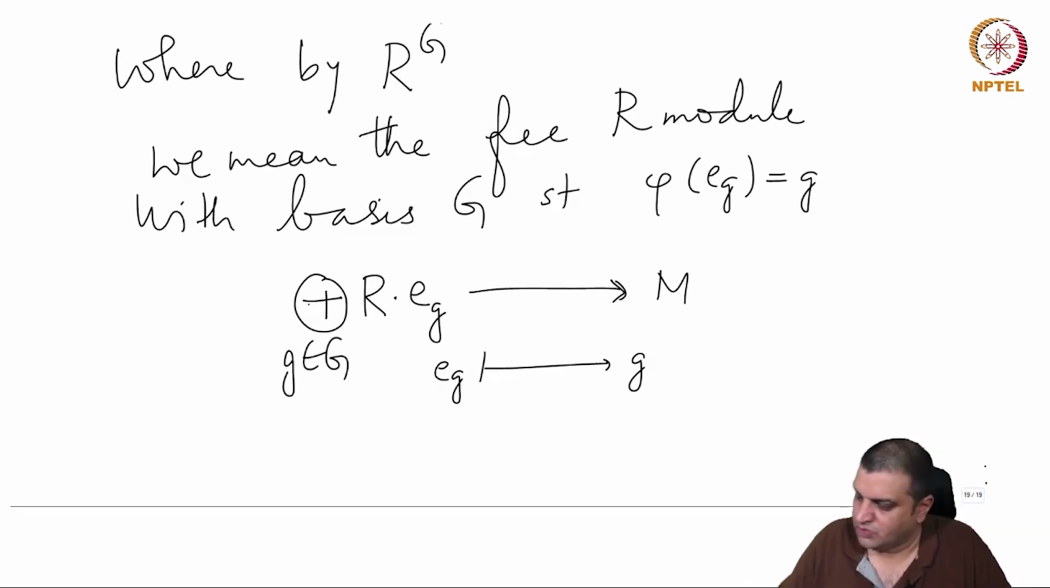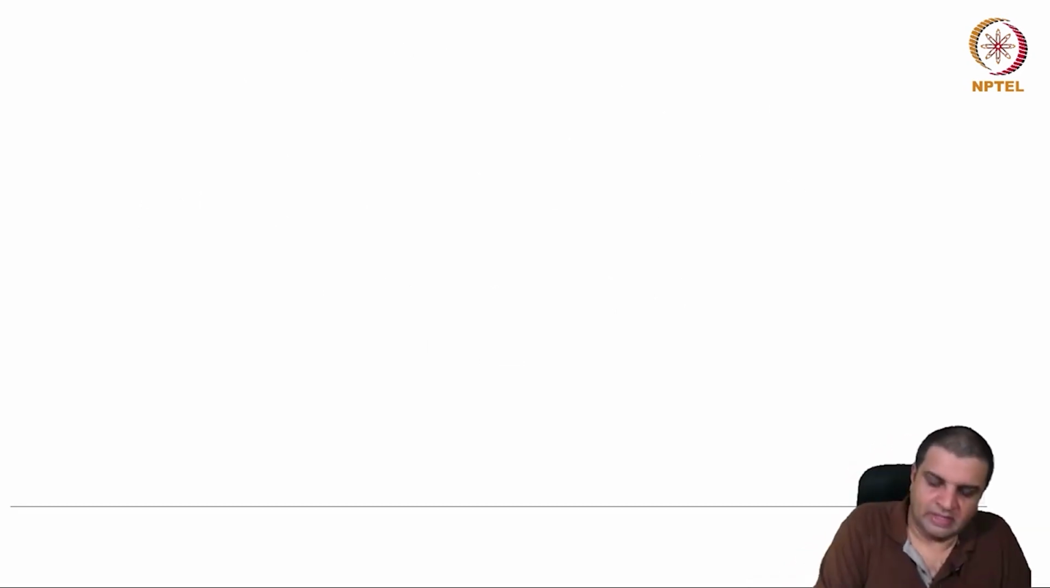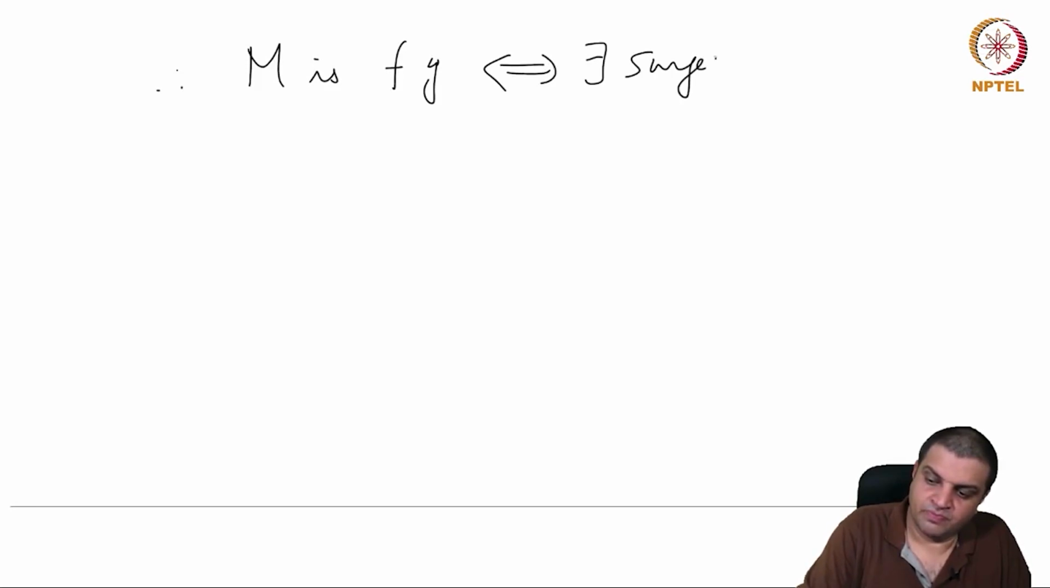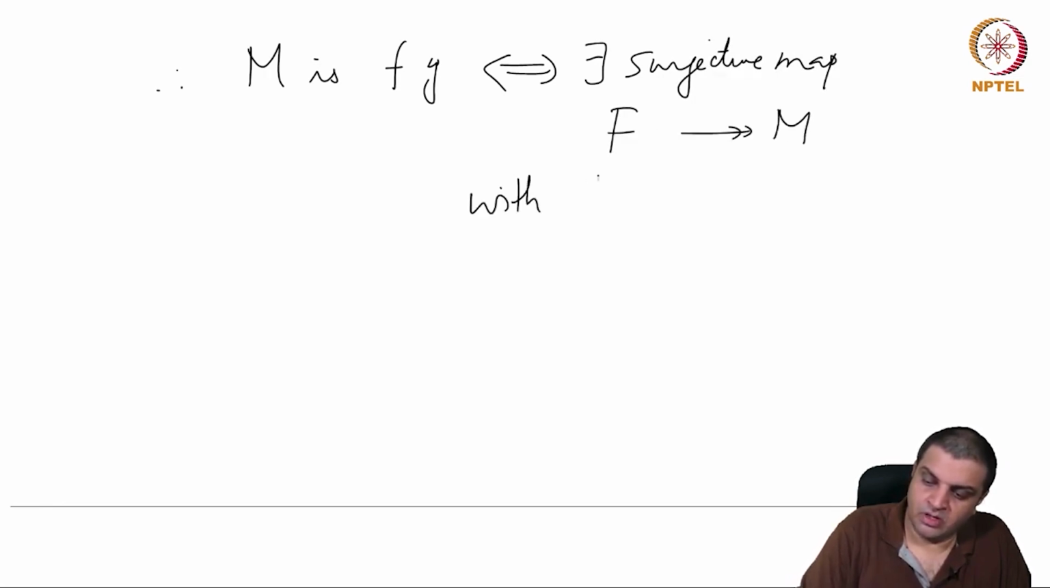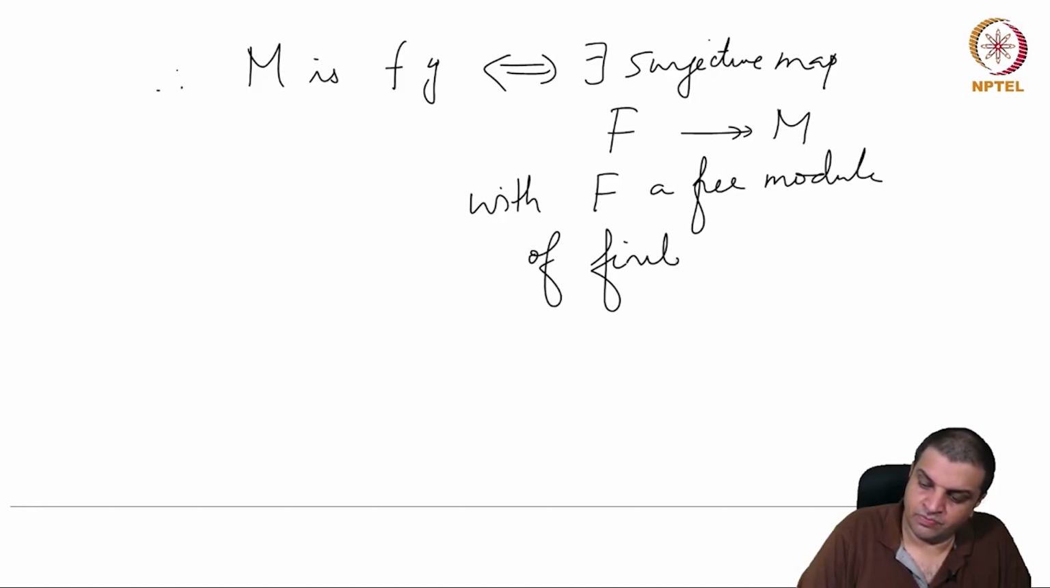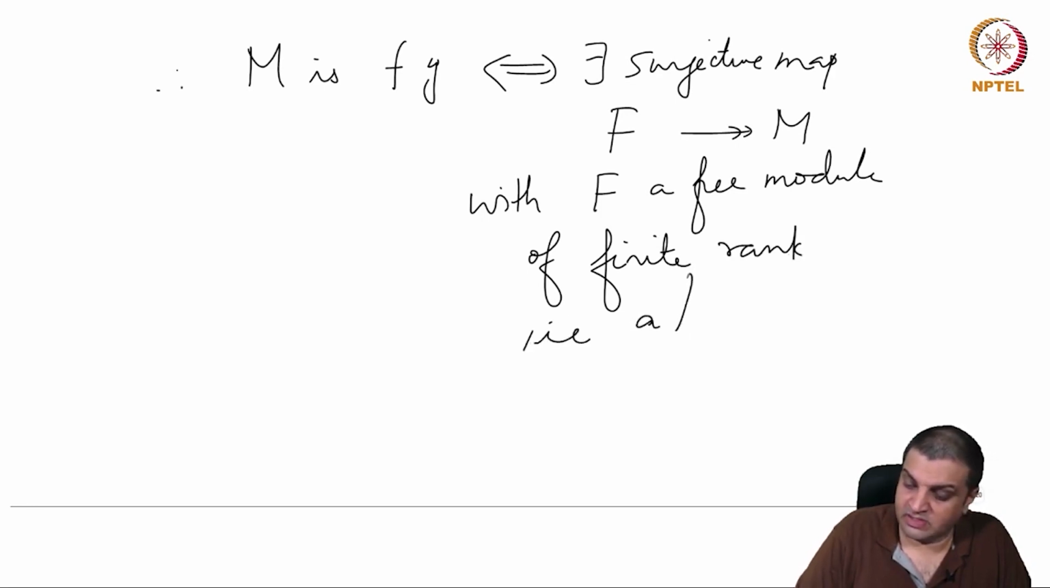So therefore, M is finitely generated if and only if there exists a surjective map F to M with F a free module of finite rank, that is, a basis of finite size.